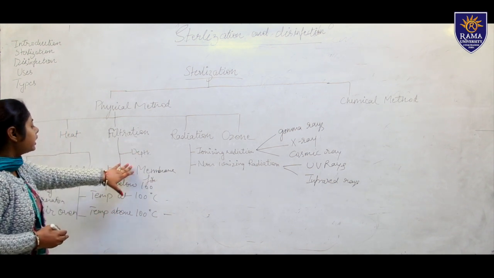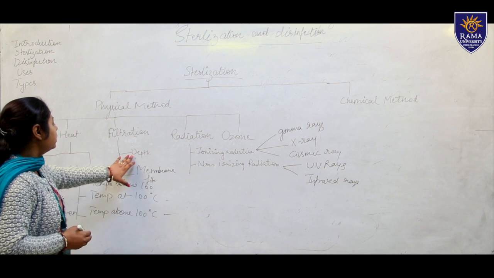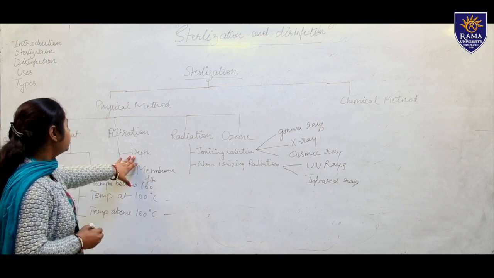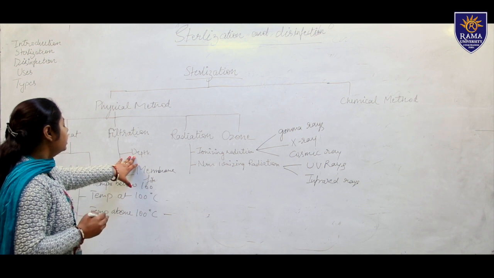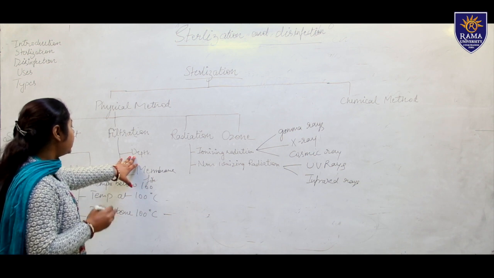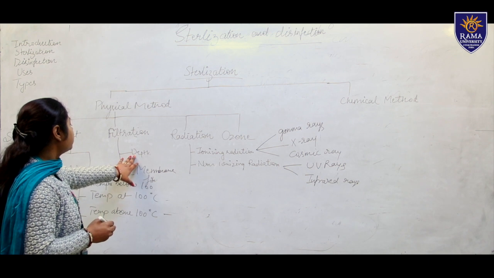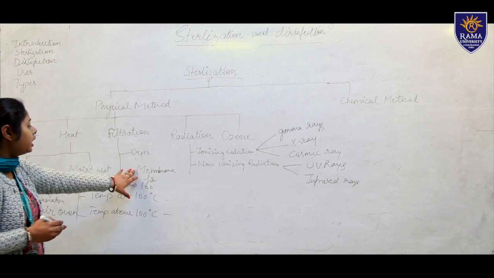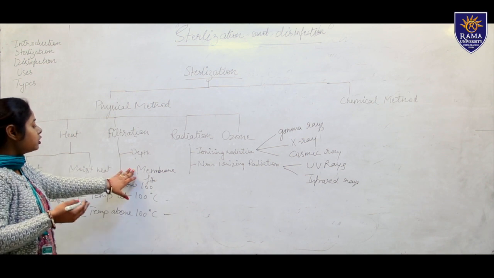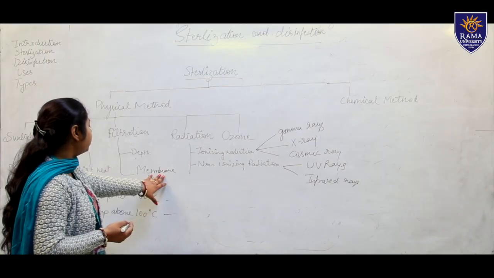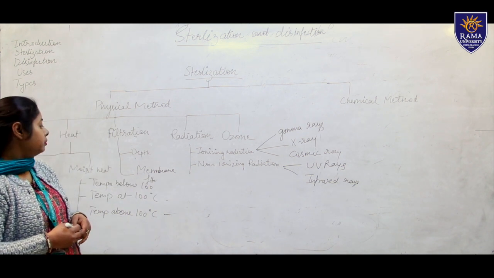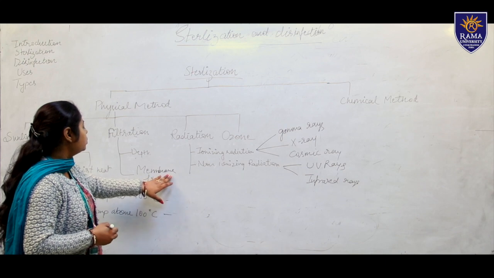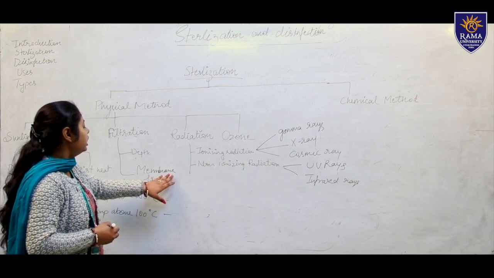There are the depth filter and the membrane filter. In the depth filter, the bacteria are retained in the depth of the filter, and in the membrane filter, the bacteria are filtered on the surface of the membrane. This membrane is made of synthetic materials and is most commonly used in the laboratory.